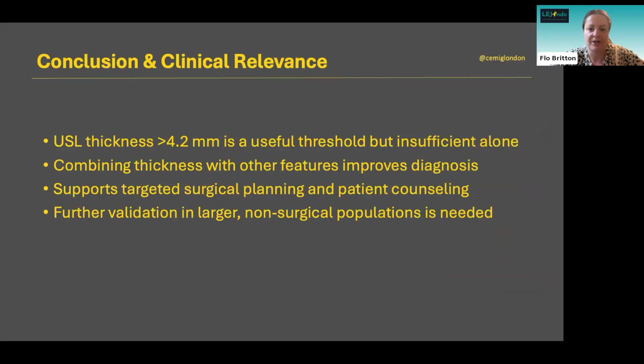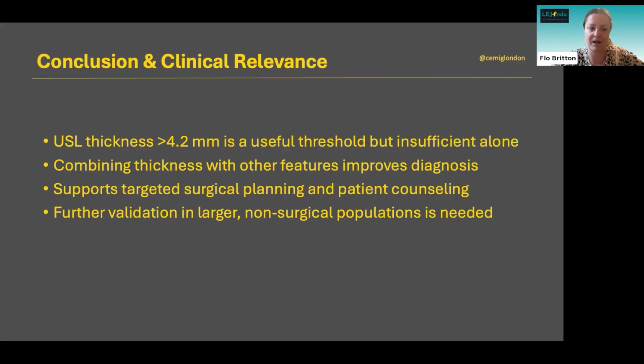So in conclusion, they conclude that USL thickness above 4.2 does indicate endometriosis, but it's not sufficient to diagnose it alone. But when you combine it with other features, it can improve the diagnosis. And there aren't many papers that look specifically at uterosacral ligament features and in particular the depth of that. So this was one of the first papers that did look at such a threshold.